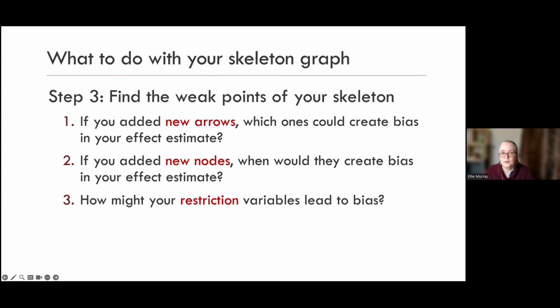And so then the third thing that we want to do with the skeleton graph is find the weak points. So, we want to kneecap our skeleton. And so what we mean about that is thinking about the structure of the skeleton graph you have. How might bias arise in a study involving that skeleton? So are there arrows where if you were to add them, they would create important bias pathways? Are there nodes that if you added them, they would create important bias pathways? And how could your restriction variables lead to bias?